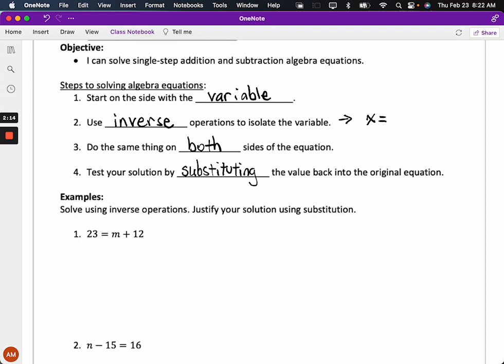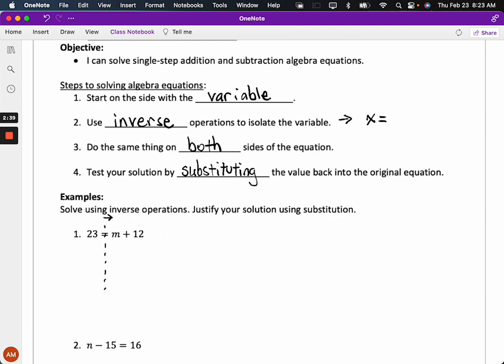When we look at our first example, it says 23 equals m plus 12. I like to do the dotted line down the equal sign. That helps me keep myself balanced, to understand that what I do on one side, I do on the other. Remember, our first step, we always start on the side with the variable. In this case, that's the right side because my variable is m.